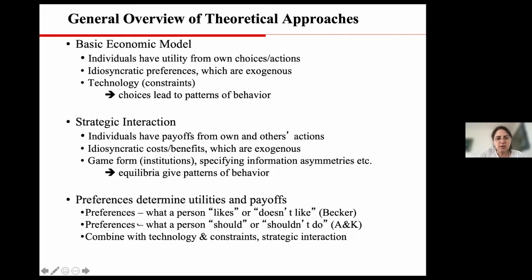In the identity model, preferences are going to be much richer. Preferences are going to be not what somebody likes necessarily, but what they should or shouldn't do. So instead of just having a notion, I like something or I don't like something, there's also a notion of this is what I should do or what I shouldn't do, and this is what other people should do or shouldn't do. So it's a richer notion of preferences. And with this richer notion, this will be combined with social categories. You combine those with the technology and constraints and the strategic interaction to give patterns of behavior. So the choices and the equilibria give patterns of behavior, right? But a key ingredient is this enriched notion of preferences.